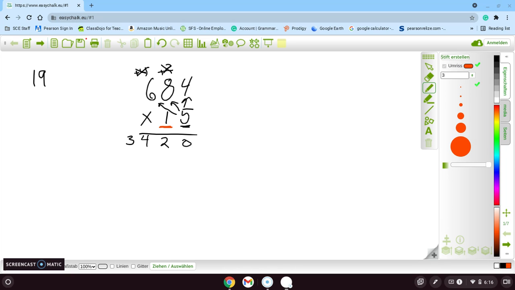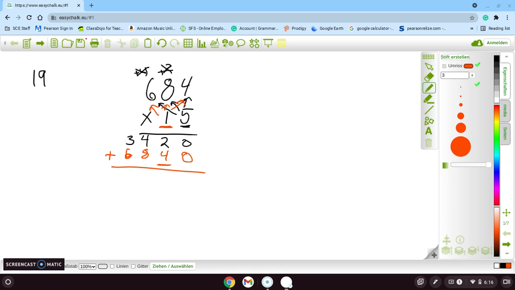Now my 1 is in my tens column. So my first answer has to be in the tens column. So I can either put a 0 or an X in the 1s column because that will force me to start the tens column. So this time I'm going to take my 1 times 4, my 1 times 8, and my 1 times 6. Well, this one's pretty easy. So 1 times 4 is 4, 1 times 8 is 8, 1 times 6 is 6. And so that is a 6.